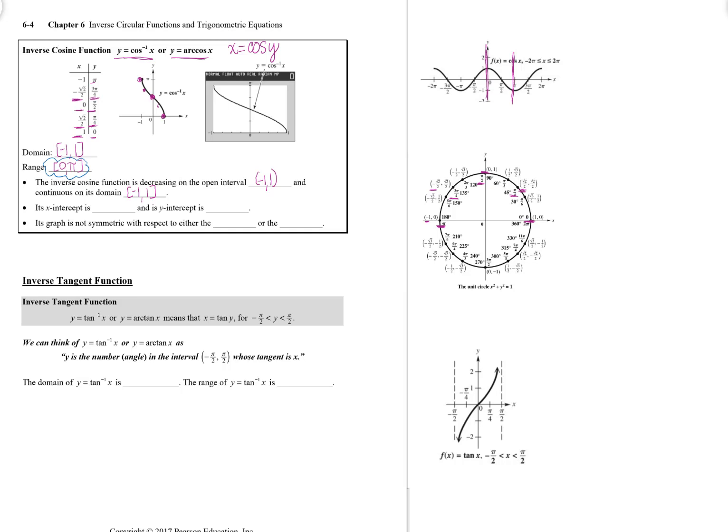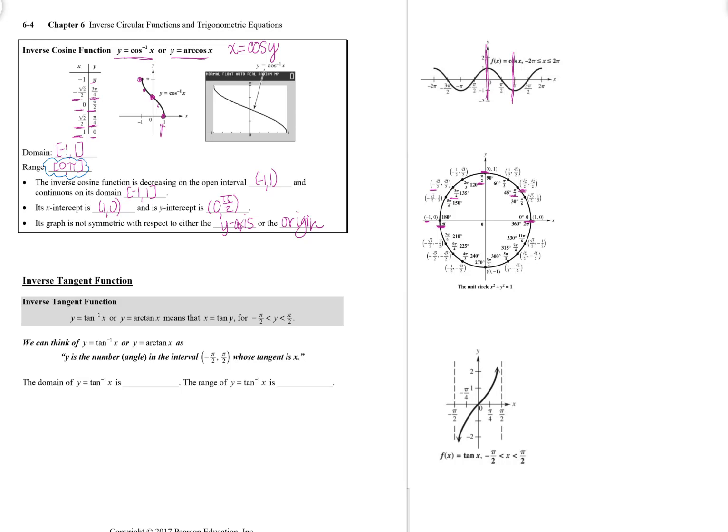The x-intercept is 1, 0. That's here. And then the y-intercept is at 0, pi over 2. The graph is not symmetric with respect to either the y-axis or the origin. And it looks like we're going to do some more examples later on with the cosine function.